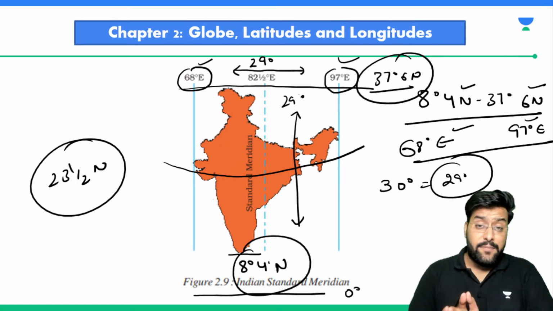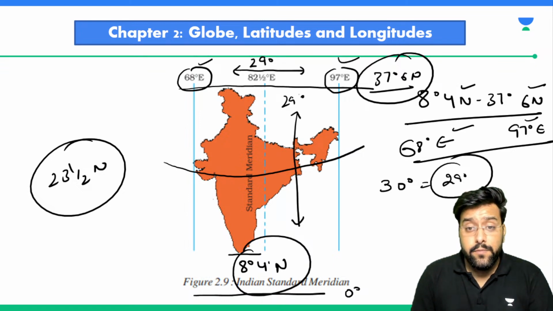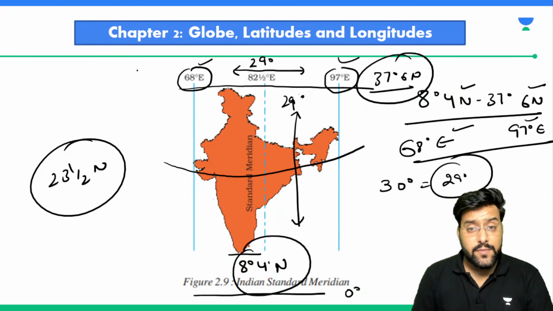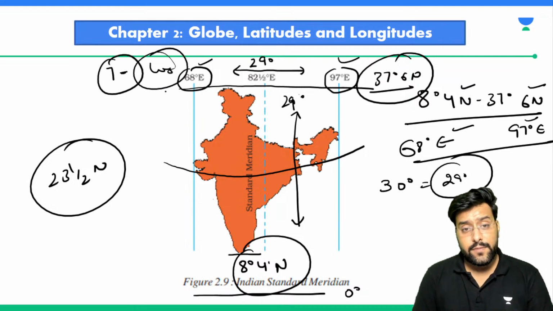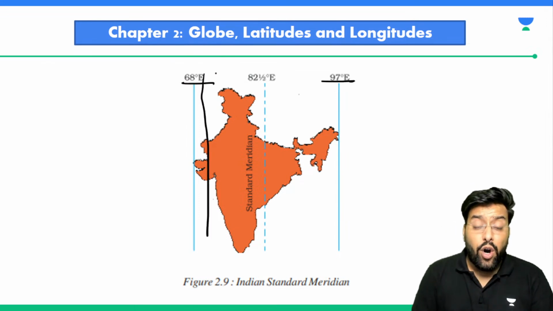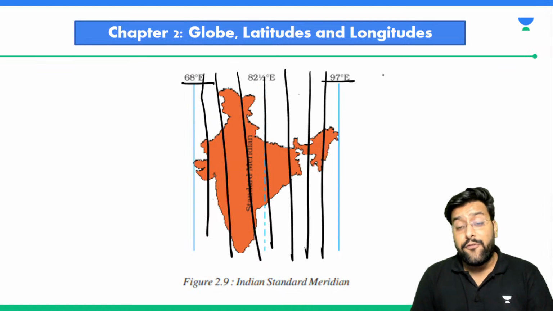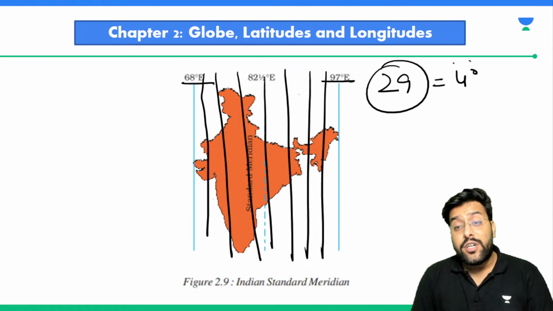Leave aside latitude for some time. Let's come back to longitudes. Since 29 degree was the difference, it was 68 and 97. So the number of longitudes that would pass from here was roughly around 29. And with every degree of longitude, the time difference would be 4 minutes.